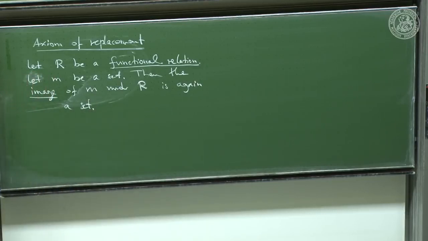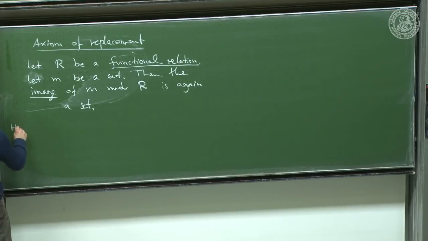So you see, the axiom is a construction axiom. The axiom guarantees you start with a set M, then you construct the image of M under a functional relation, whatever that is. I'll explain in a second. But the result is a set again. The axiom guarantees the result is a set.